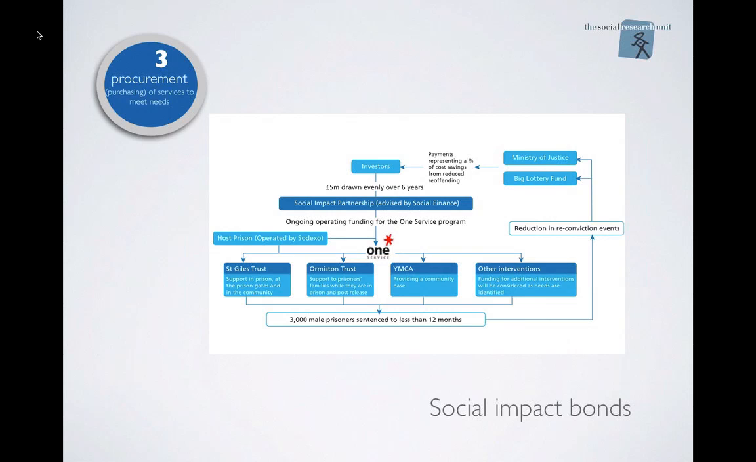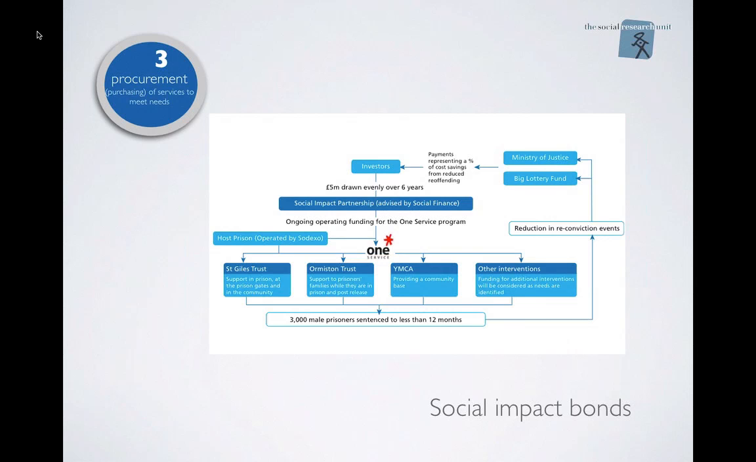Social sector organizations, such as the St. Charles Trust and Ormiston Children and Families Trust, provide intensive support to prisoners and their families, both inside prison and after release. This support, which is designed to help them resettle into the community, includes help to find jobs, housing, and treatment for drug addiction.